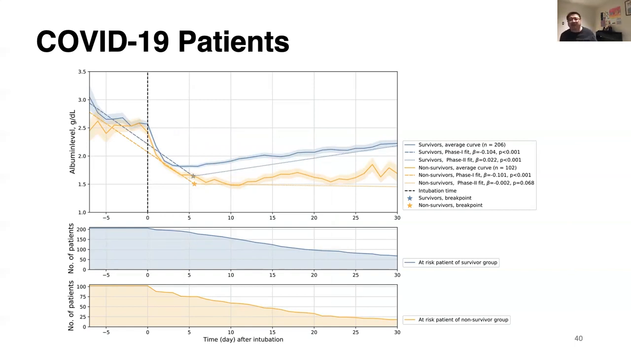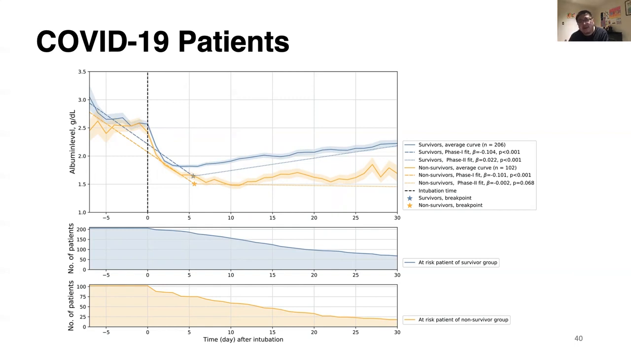So we can see there are two clear distinct phases. Phase 1, which is deterioration, was defined as a rapid albumin loss, and phase 2, which is a recovery phase, showed albumin stabilization or improvement. The Chow test albumin breakpoint for each patient occurred about 5.5 days after intubation versus 5.6 days after intubation in survivors and non-survivors, while the breakpoints of albumin level were lower for non-survivors compared to those in the survivors.